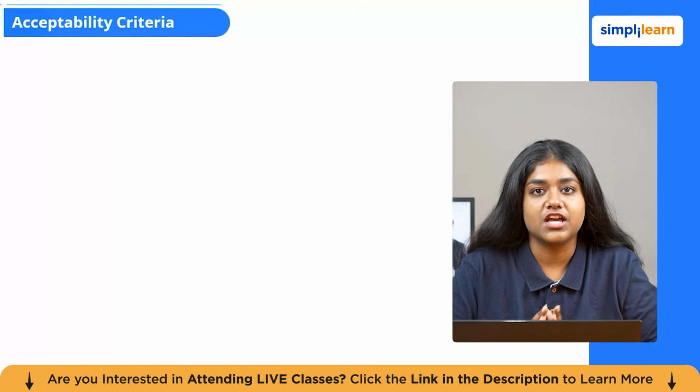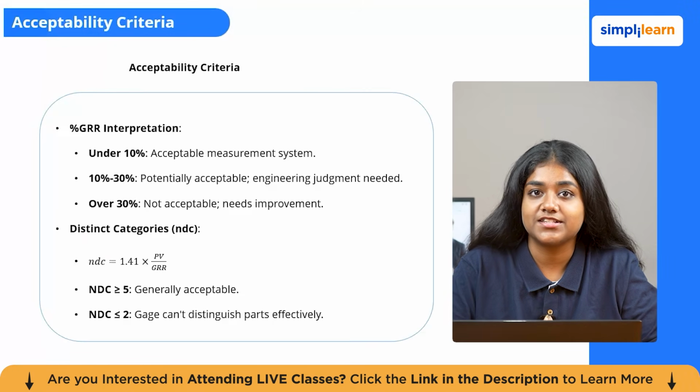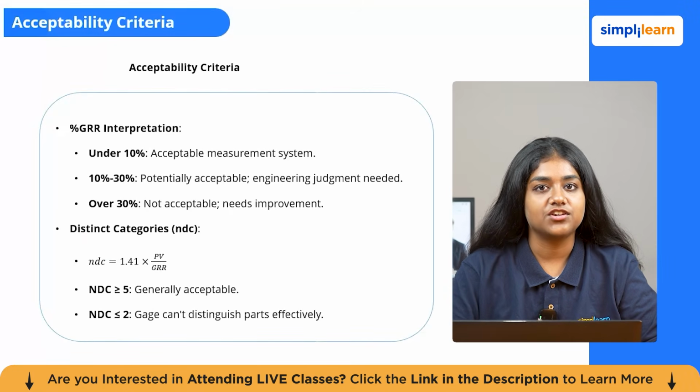Now we get to the question everyone wants answered. Is my measurement system good enough? In the average and range method, the primary metric is the percentage of GRR, that is the gauge R&R as a percentage of total variation or tolerance.